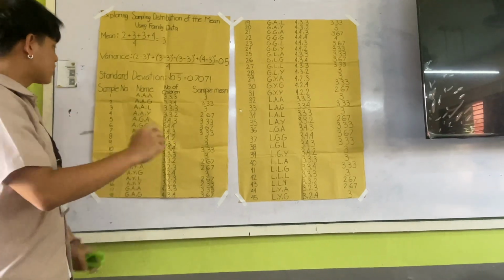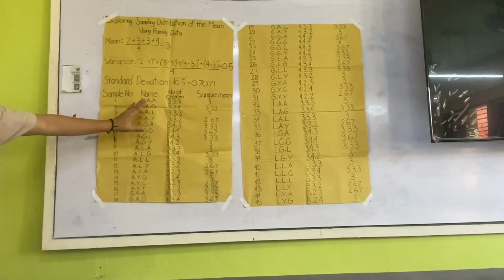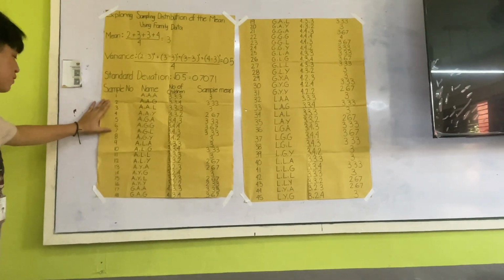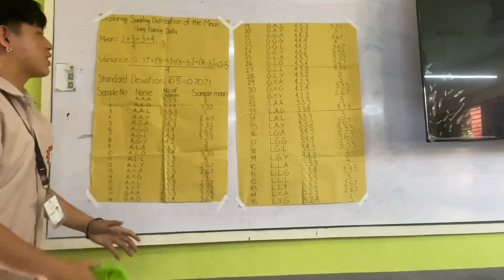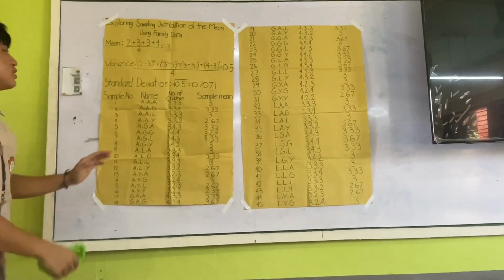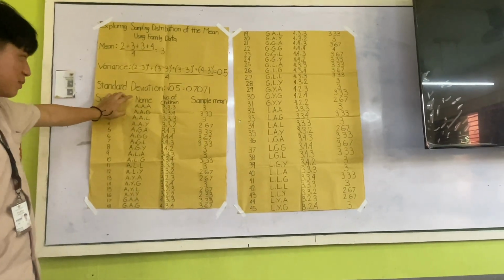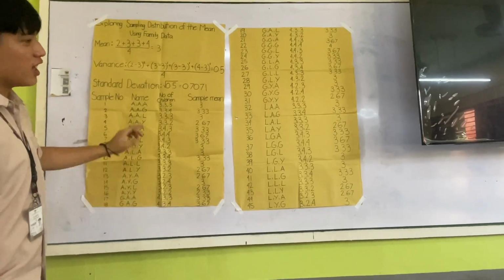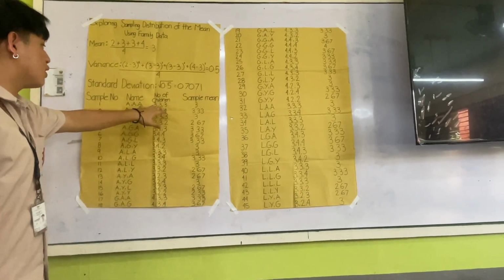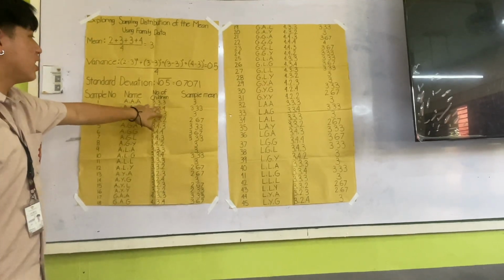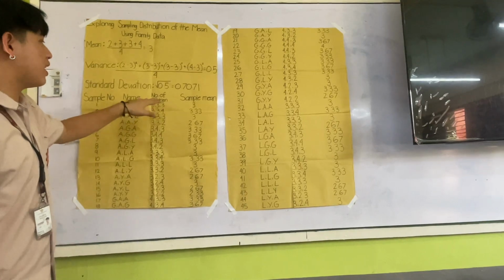So for the sample table, we have the sample number for each sample. It's listed from 1 to 64 because there are 64 possible outcomes. Here we have the name for each member and each possible outcome until 64, and the number of children and the number of siblings of each member. To get the sample mean, you add these 3 and divide it by 3 because there are 3 samples.